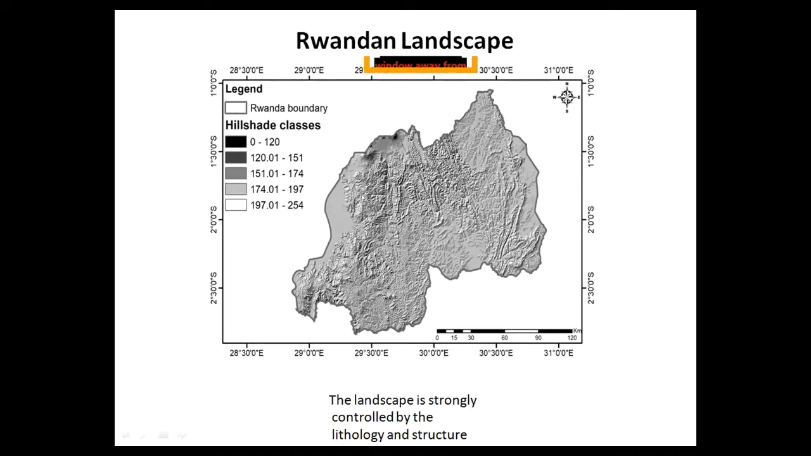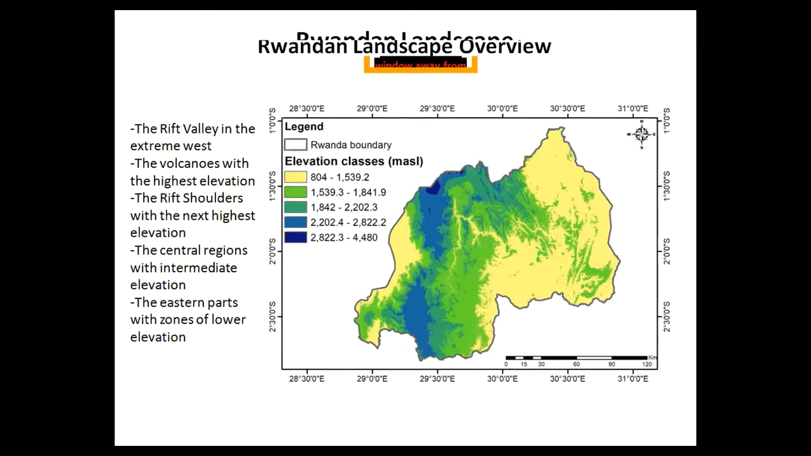And of course, as you know, this represents a relationship where the erosion history is not very advanced. So we could say that the structures and the lithology of the Rwandan landscape still control the landscape. So that's really the map I showed right here. You can see the elevations there.